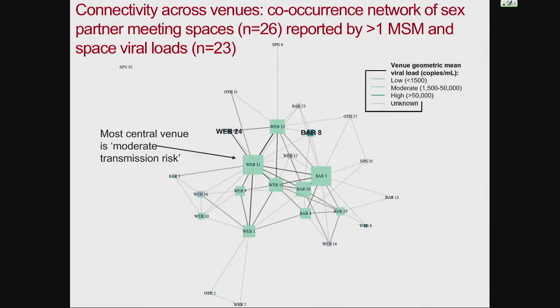So now moving back to our network connectivity, we were very curious to say how connected are these high viral loads to the other clusters. And the most central venue was a moderate transmission risk, but it was highly connected to web 74, and also connected, although you can't see the connections here, to bar 8, which represent the high transmission viral loads.